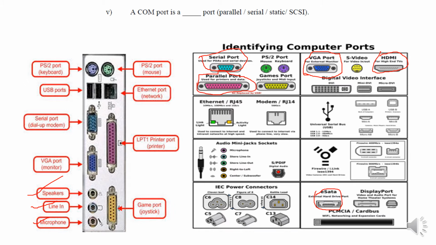Similarly this parallel port is sometimes LPT1. It is used for a printer, and this is the Ethernet port, RJ45. This we already know. RJ45 connections go to this port, and USB ports you all know. This COM1 port, the serial port, is used to connect a dial-up modem. We have already discussed this one. So here the answer is serial. Going to the next question.